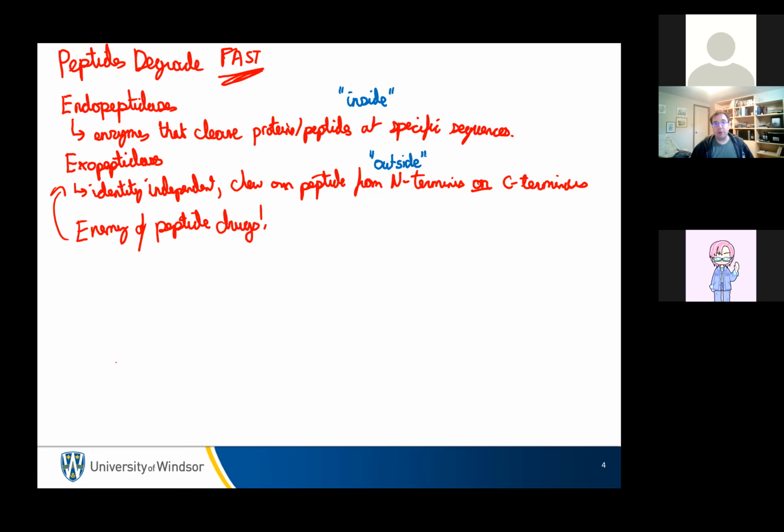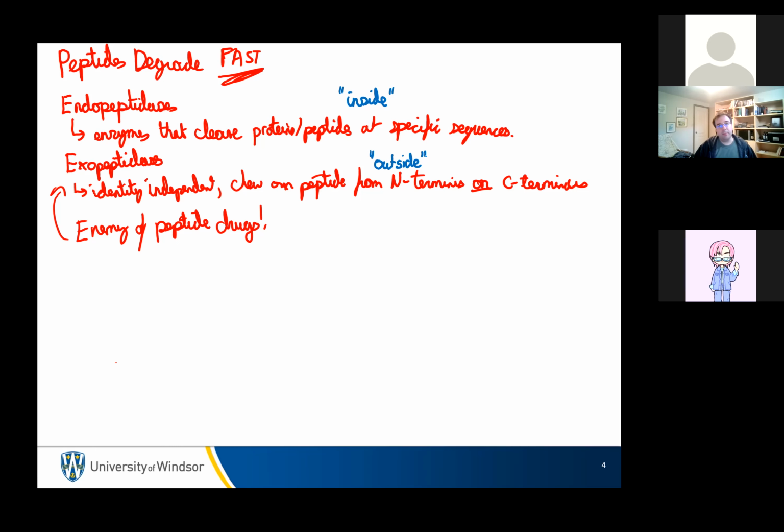So these are the enemy of peptide drugs, because you've got this peptide drug, it's only 13 amino acids long. If you start chewing away at that, you're going to lose activity really fast. Compared to if you have a massive protein, it takes an exopeptidase a little bit longer to chew through a 300 amino acid protein and for it to lose all of its activity.